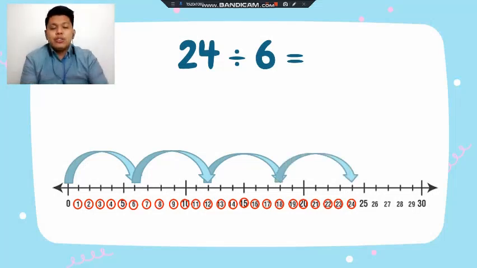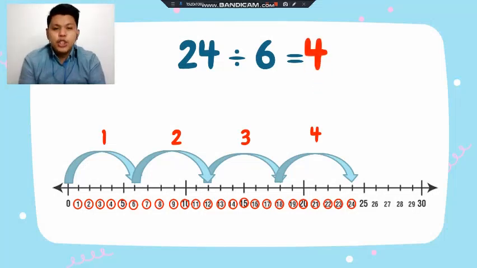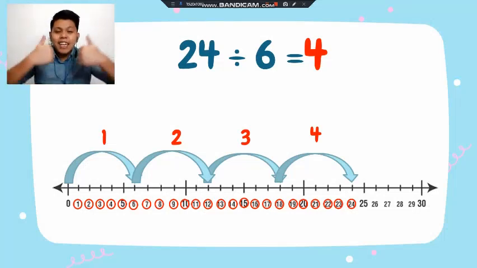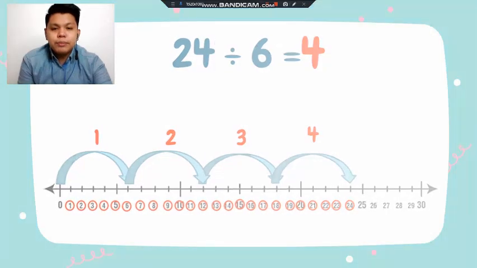That's our last jump. Now repeat. Count how many jumps you made. 1, 2, 3, 4. So you will have 4, or you made 4 equal jumps. Okay, I hope that is clear. If you didn't understand, you just rewind the video.